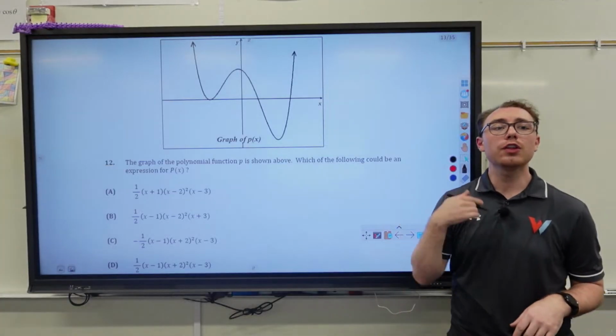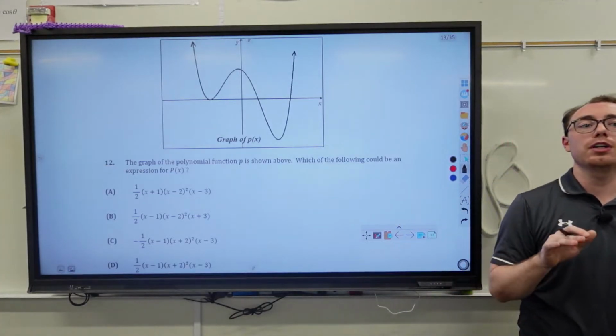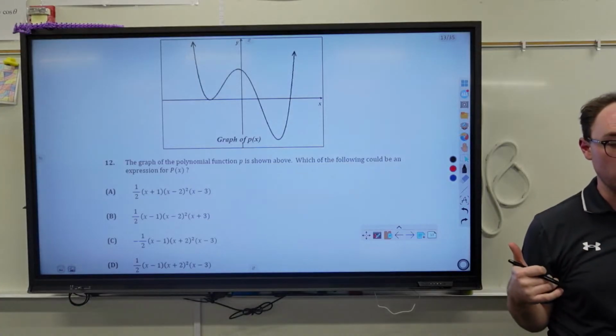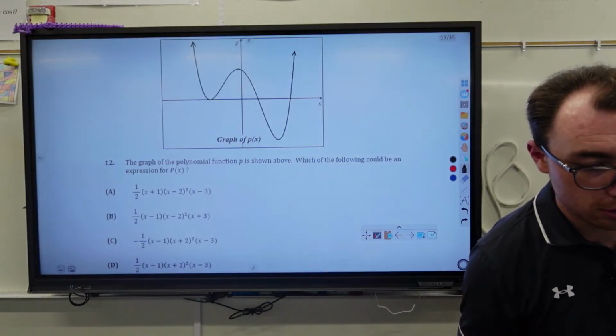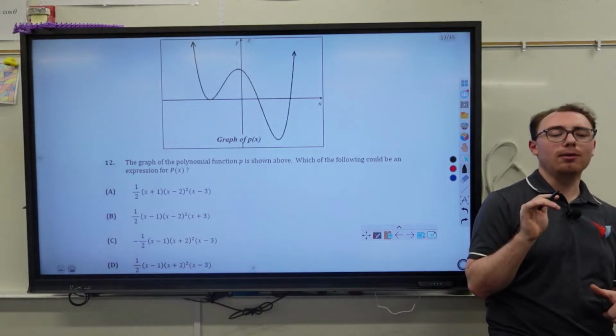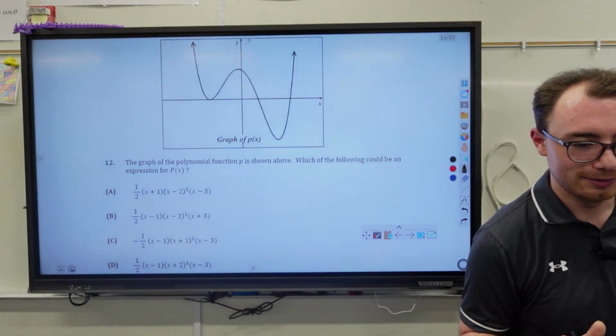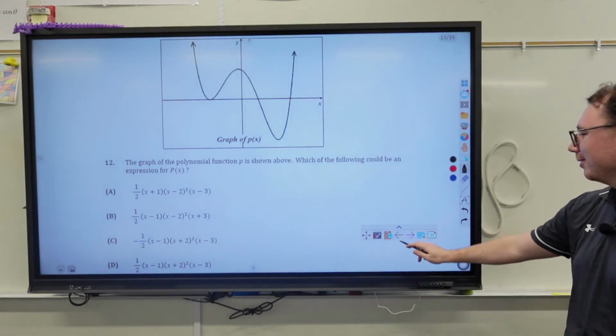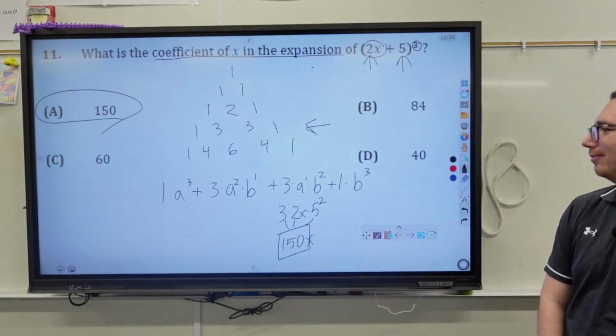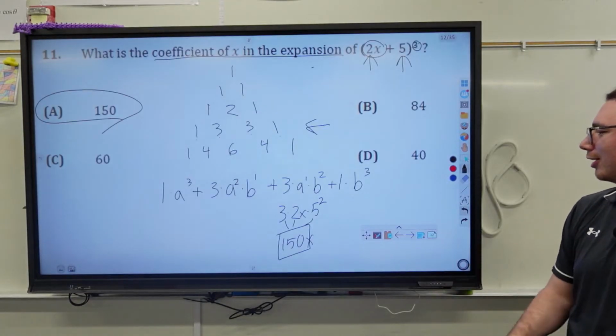For 12, the graph of this polynomial function p is shown. 125. No, what did I mess up? No, it's 150. All right, we're good. I just looked at the chat real quick.